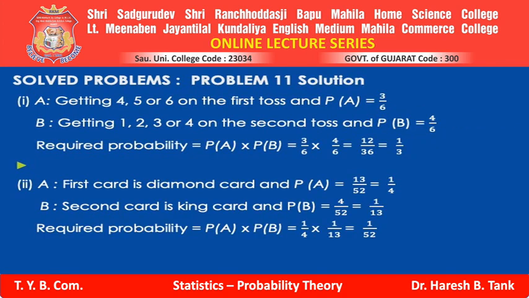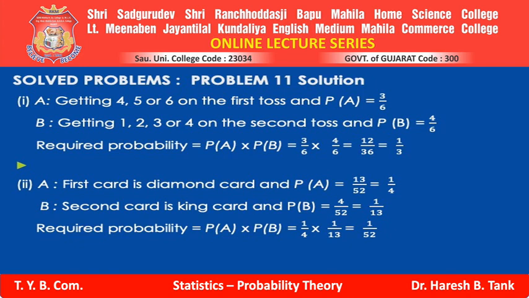Let us suppose event A is getting 4, 5 or 6 on the first toss. Three possibilities, so the probability of A becomes 3 upon 6. Let us suppose event B is getting 1, 2, 3 or 4 on the second toss. So the probability of B becomes 4 by 6. So the required probability, since the connector was AND, is to be multiplied. The probability of A multiplied by the probability of B comes to 3 upon 6 multiplied by 4 by 6, 12 by 36, which comes to 1 by 3. Fine enough? Okay. Let us check the other example.